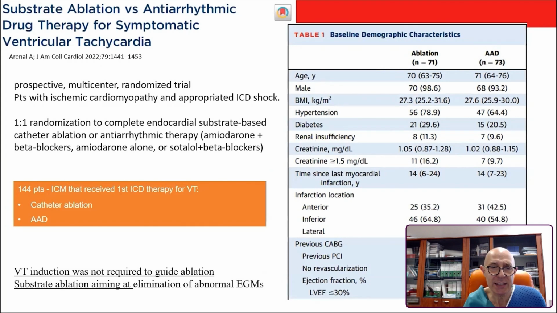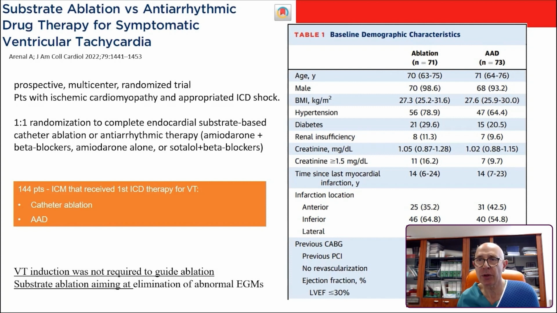The second interesting study that I'm willing to present to you is the SURVIVE-VT study, which has also been published by the Spanish group, first named Dr. Arenal, last year. It is a study that is mostly focused on patients that had suffered from a prior infarct. 140 patients were randomized to catheter ablation or antiarrhythmic drug treatment. Average ejection fraction was 40 to 35% in this group.